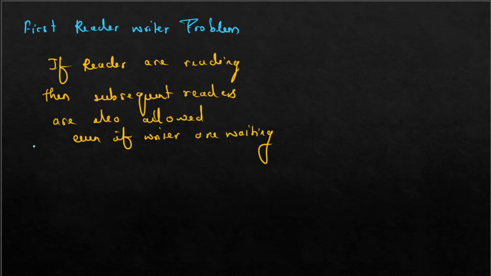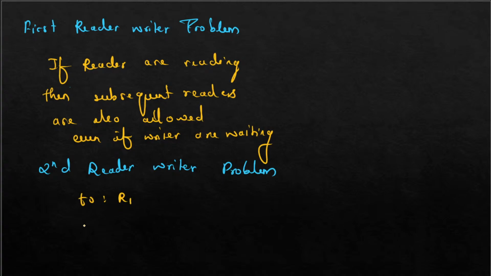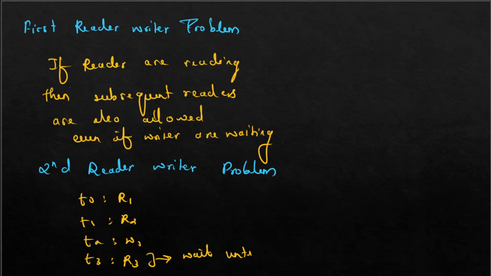Second is the reader writer problem. So this is the second part of this, which is T0 equals R1, T1 equals R2, T2 equals W1, T3 equals R3. Okay. So this waits until all queued writes are done. After that it will read.